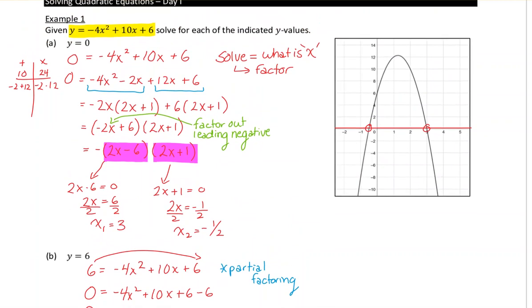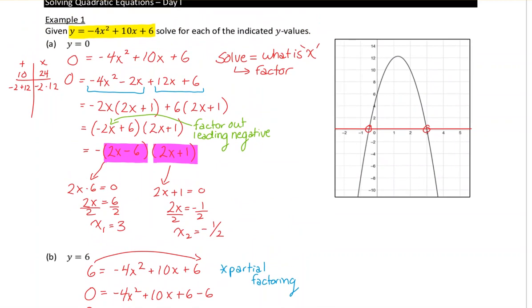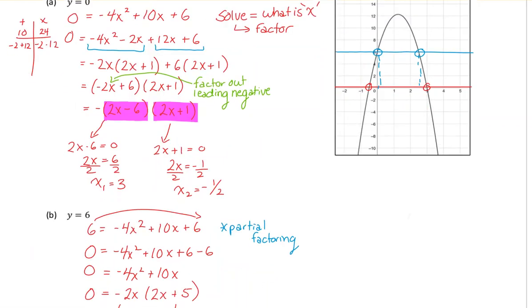If we go back up to our graph here, and we see that line of y equals 6, which is right there, what are your y values, or what are your x values? Well, one is x equals 0, and that corresponds with what we just did. And the other is about 2.5, or 5/2.